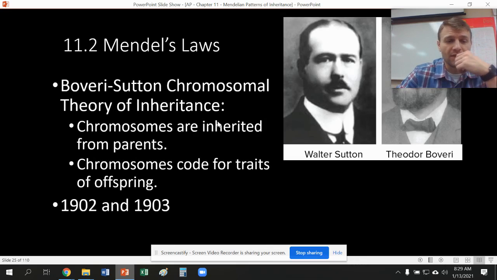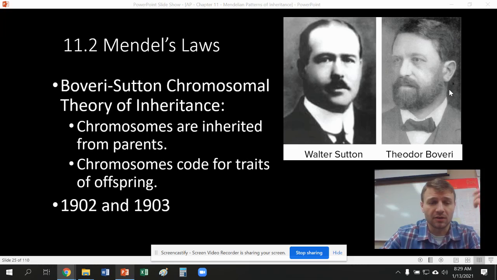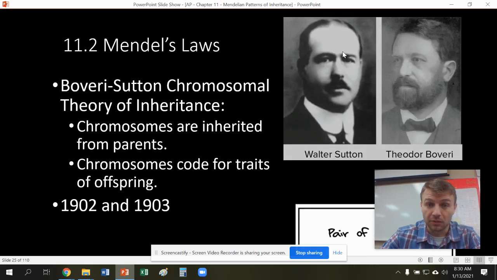It wasn't until like 1902, 1903 that Boveri and Sutton, two scientists who were working with fruit flies, which we'll talk about later on, started noticing that chromosomes were being inherited from the sperm and egg. And that's when they remembered reading about this. They read some of Mendel's work and said, hey, this guy was actually really accurate. Let's reread his stuff. And they figured out that this guy was really, really accurate.